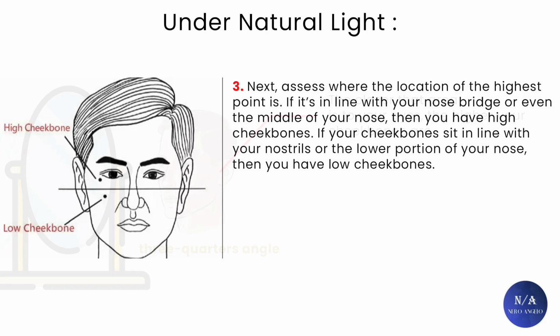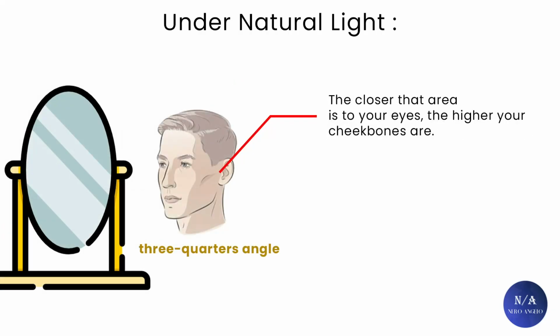Another way to assess your cheekbones is to look at your reflection from a 3/4 angle. Take a look at the curve of your face and you'll notice a bump after the dip in your eye area. The closer that area is to your eye, the higher your cheekbones are.